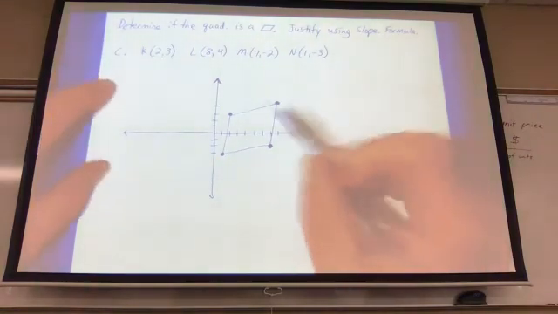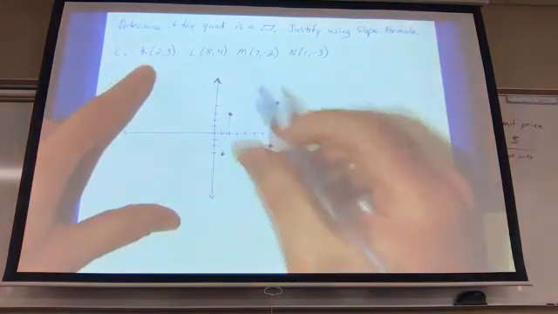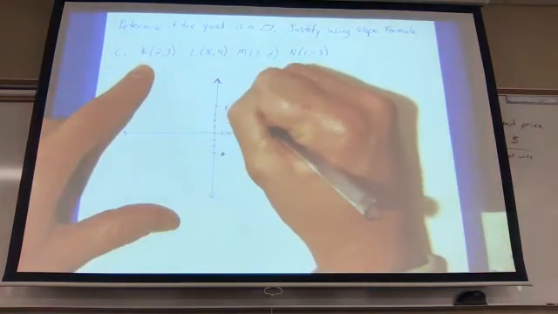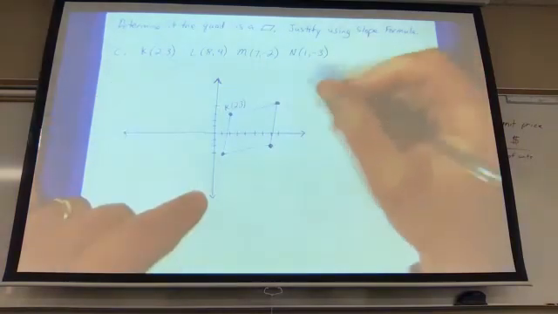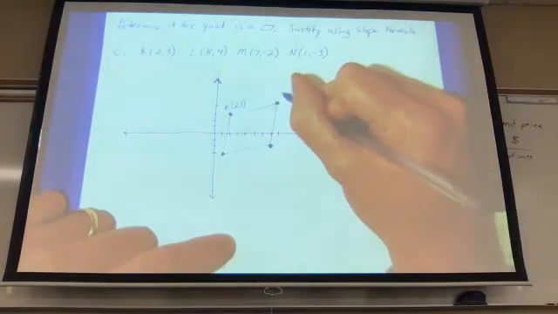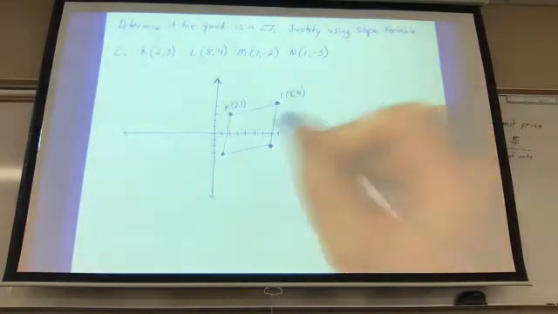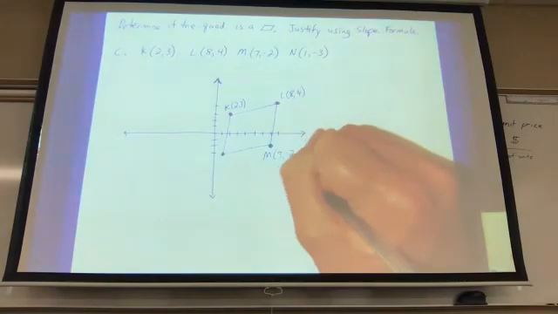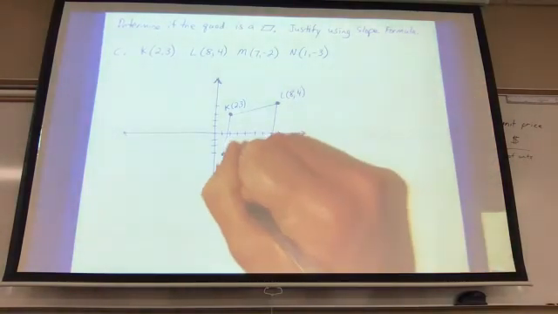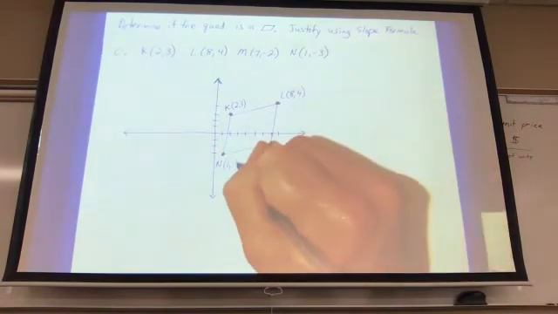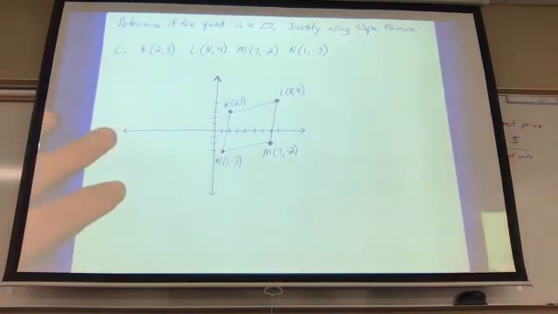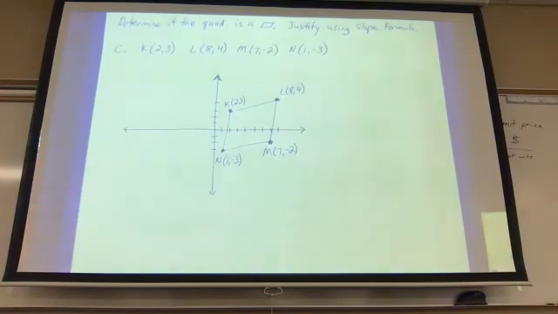And then what I'm going to do, now that I've got my picture on here, I'm just going to go back and make sure these points we have on here. This is point K, which is at 2, 3. Point L is at 8, 4. Point M is at 7, negative 2. Point N is at 1, negative 3. That's the easy part.